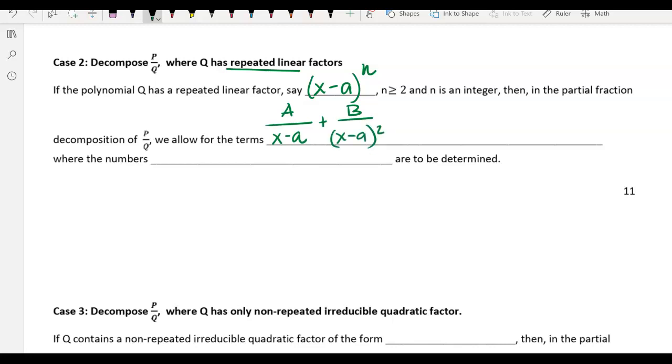If n is 3, then you would have three partial fractions. If n is 10, then you would have 10, and then you would end at the very last power of x minus a to the 10th. In this case, it's an n. Okay. For the numbers a, b, up to n, again, will have to be found by us. Case number 3.